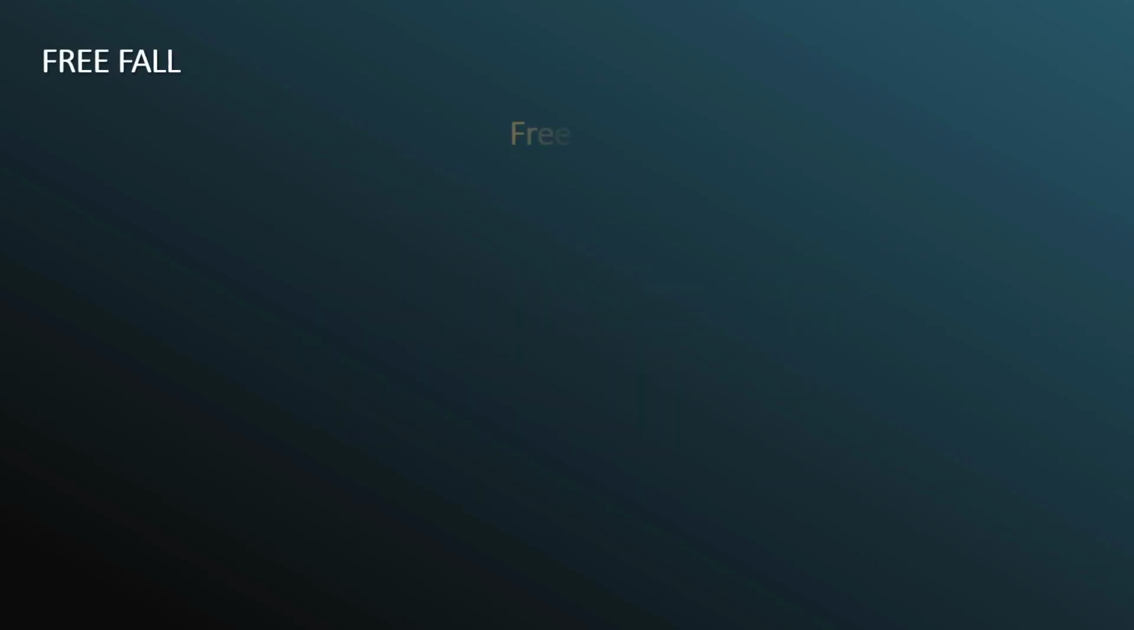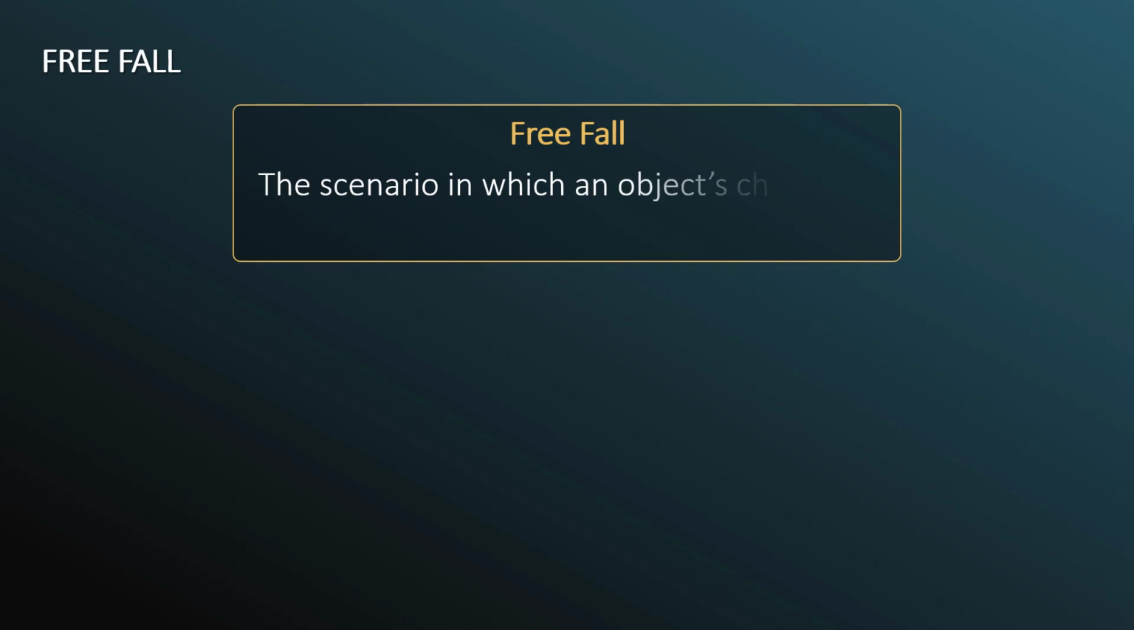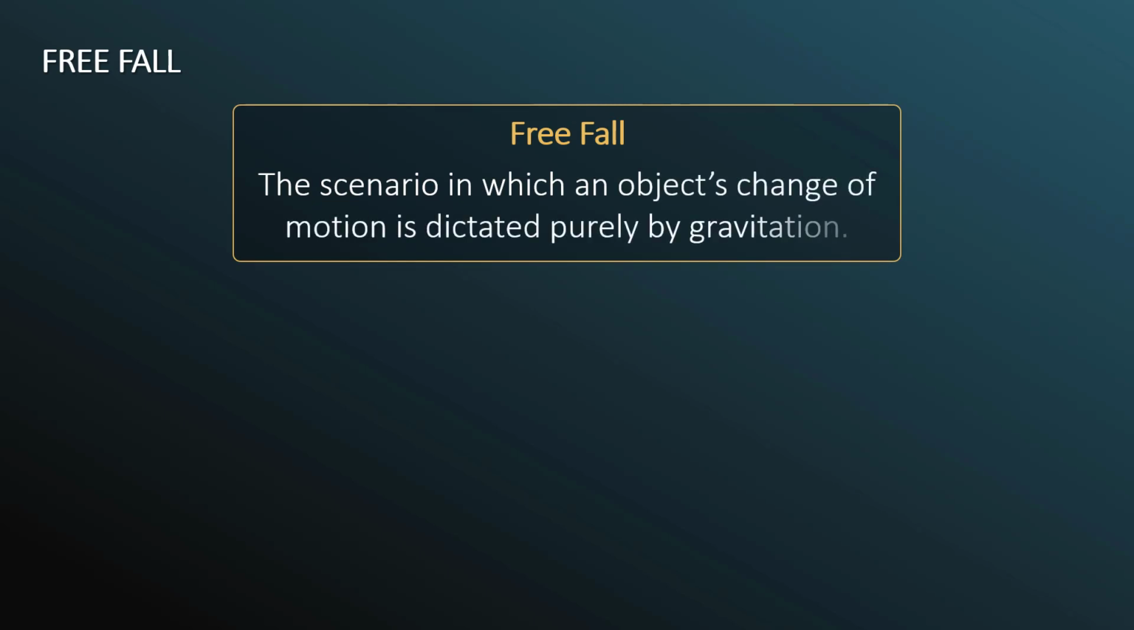Let's talk about free fall. Free fall is a specific scenario in which an object's change of motion is dictated purely by gravitation. What does that mean? It means there's no air resistance, no friction, nothing else. No, I'm not pushing on something, I'm not pulling on something. An object is completely falling in a vacuum under only the influence of gravity.